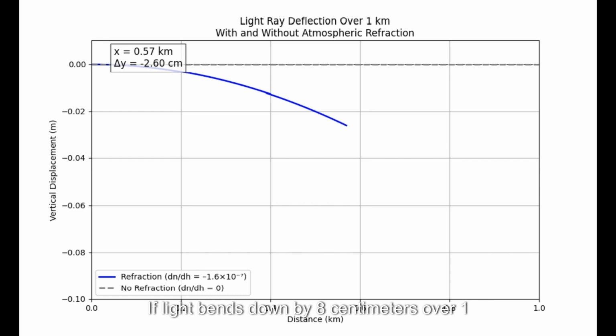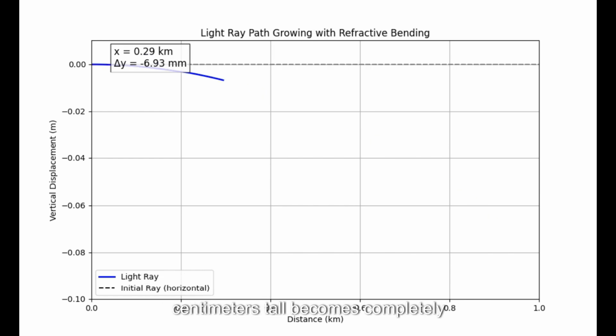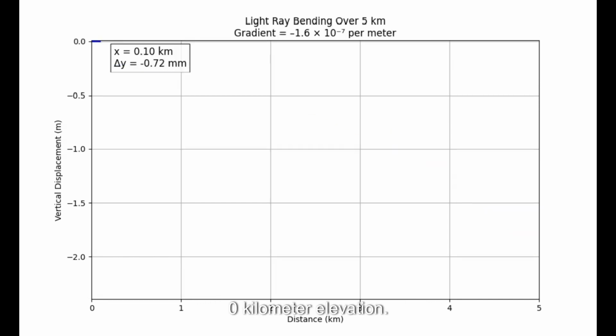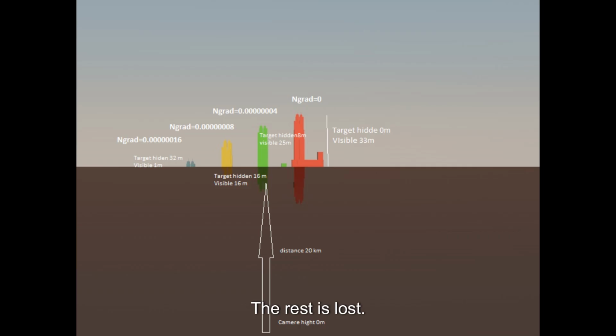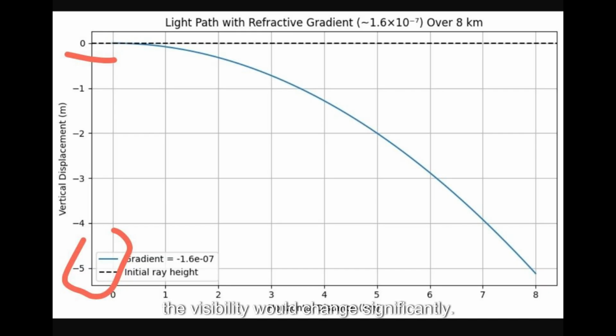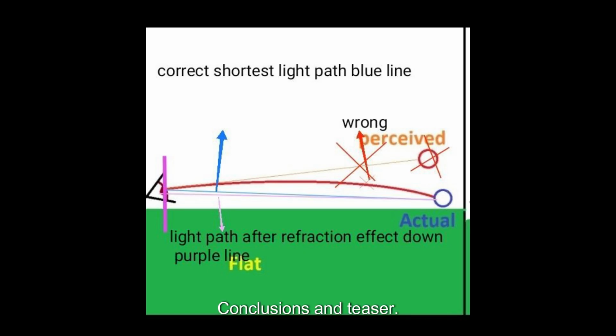If light bends down by 8 centimeters over 1 kilometer, then an object 1 kilometer away and 8 centimeters tall becomes completely invisible to an observer positioned at 0 kilometer elevation. If it's 9 centimeters tall, we only see 1 centimeter above the horizon. The rest is lost. This only holds true because the observer is located at ground level. Had the observer been elevated by even 1 centimeter or 1 meter, the visibility would change significantly. This is not because of Earth's curvature. It's pure optical physics.